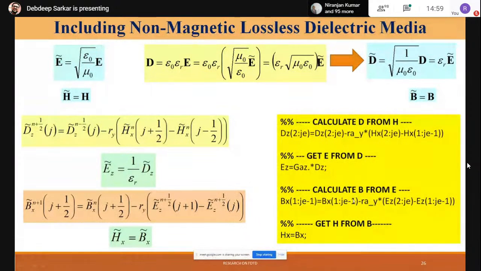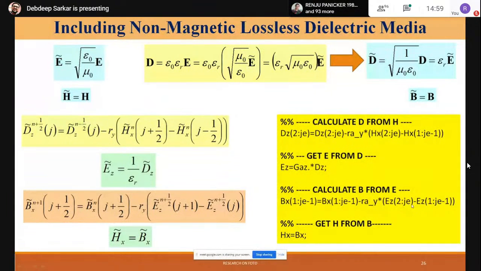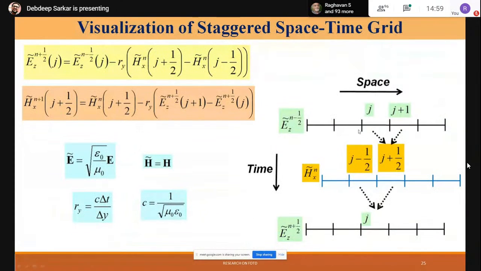Next, for B, we again use similar offsetting, but now the tables have turned slightly. We are now evaluating BX from 1 to J minus 1, and this is also 1 to J minus 1 from the previous time instant. Then we use the interleaving: for EZ, we take 2 to JE, and for EZ we take 1 to JE minus 1. Going back here, we use these values and subtract these values from that. So if this is 2, 2, 3, 4, 5, and we have 1, 2, 3, 4.